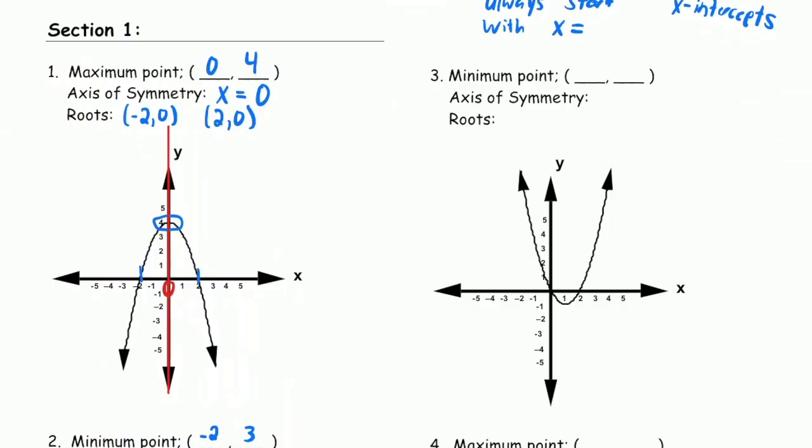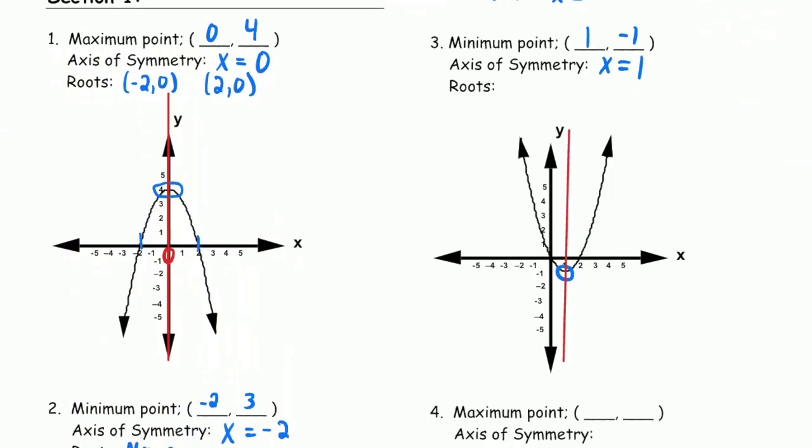Okay, so the next one, we have a minimum point this time. Again, we're looking at the lowest point. So it's going to be 1, -1. And then I go ahead and I draw my line down the middle. And that's going to be at a +1. So again, always start with x is equal to. And then we have a +1.